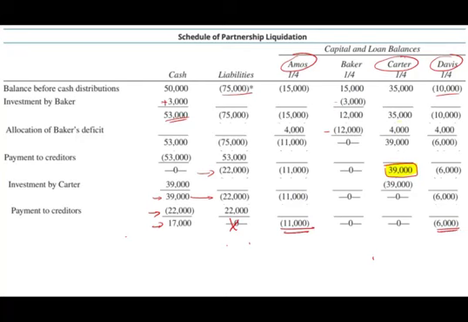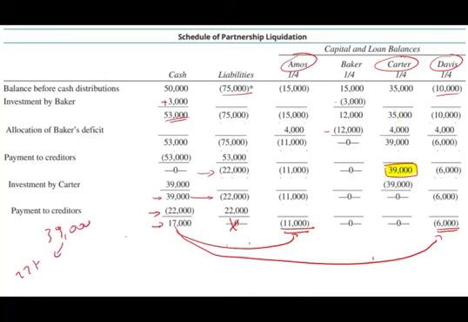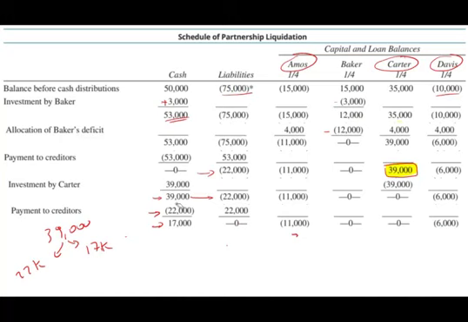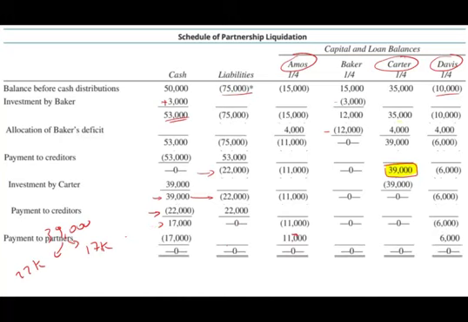Well, you got the point. Where's that $17,000 going to go? Well, that $17,000 is going to go toward Amos and toward Davis. So who really paid this $17,000? Carter, because Carter paid us $39,000, $22,000 went to the loan, and the $17,000 went to the other partners. Okay, so basically, who paid the cash for the other two partners? Carter paid. Okay, so what we do is we distribute the cash.